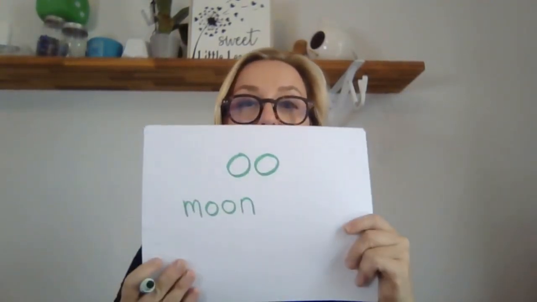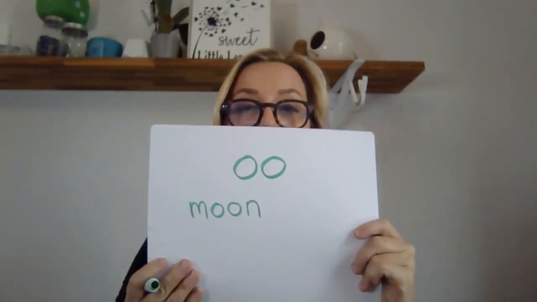Let's print it together. M. The double O sound, ooh, two O's together. Now what would come at the end of moon? Do you hear it? What letter makes that sound? That's right, N. So you should have printed M-O-O-N. Moon.